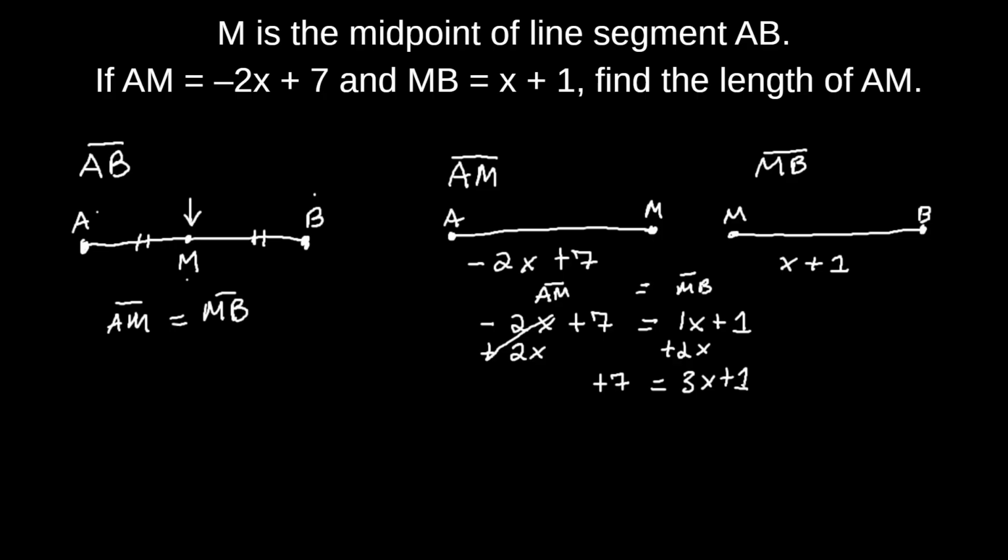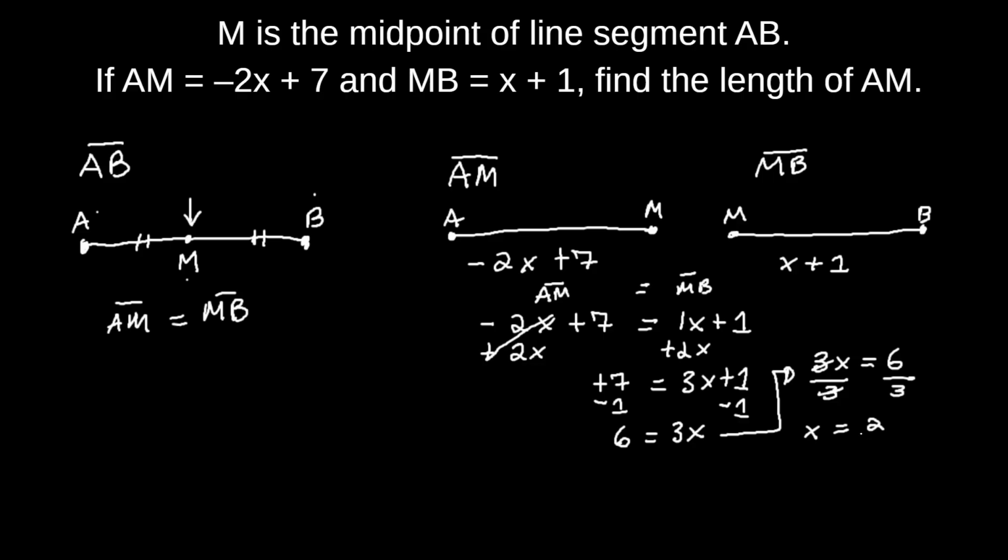Step 2, move the constant to the other side. So let's subtract 1, and subtract 1 over here. So 7 minus 1 will be 6. We will have 6 equals 3x. Now, if I were you, I'd just write this problem like this: 3x equals 6. Now, step 3 is to solve for x. To solve for x, we need to divide by 3. The 3's will cancel, and x will equal 2.